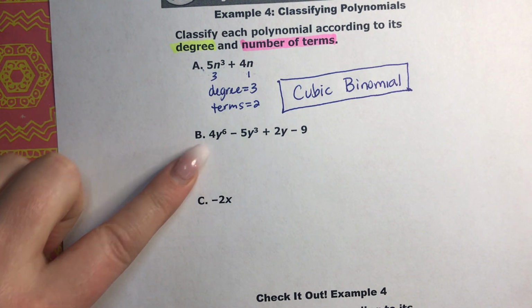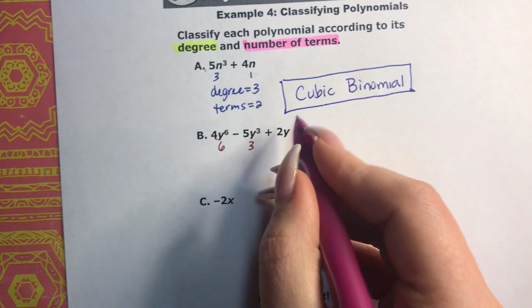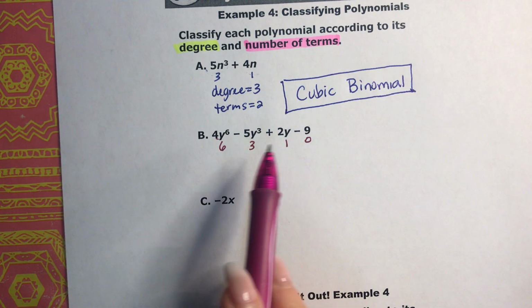So let's find the degree first. The degree of this one is 6. The degree of this one is 3. The degree here is 1, and the degree of this constant is 0. So the highest degree is 6.